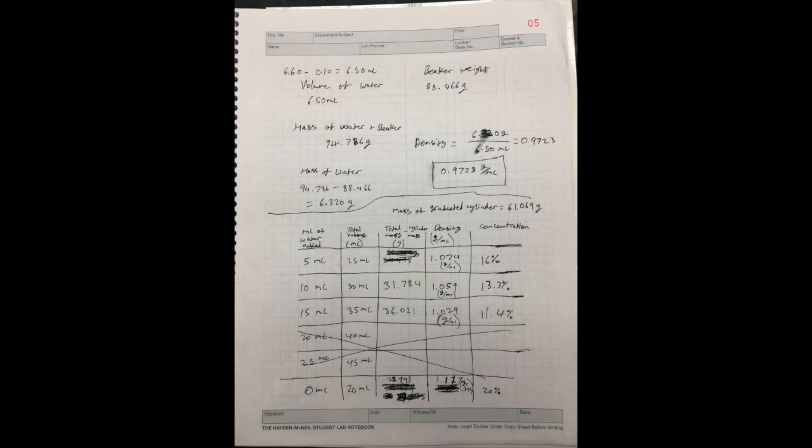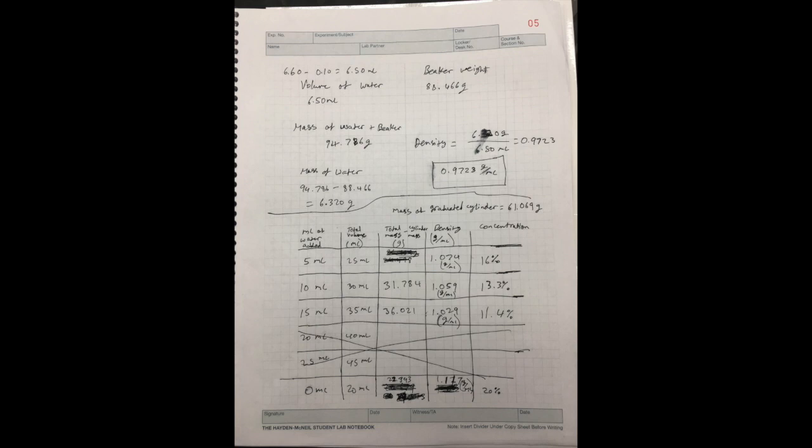Now let's go under our little divide in the page here. We're going to start with our data. We started at 0 milliliters, which is at the very bottom. Our total volume was 20 milliliters, and our concentration was 20%. Our density was 1.17 grams over milliliters. We added 5 milliliters of solution. Our concentration became 16%. Our density became 1.074.